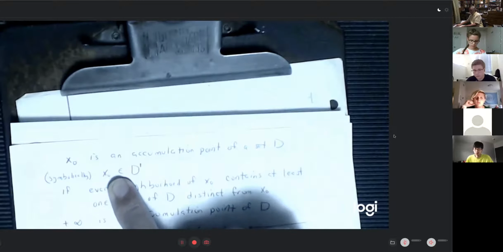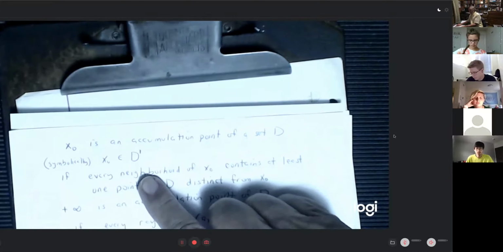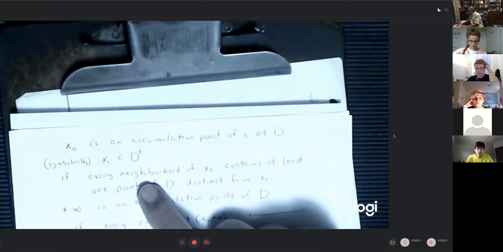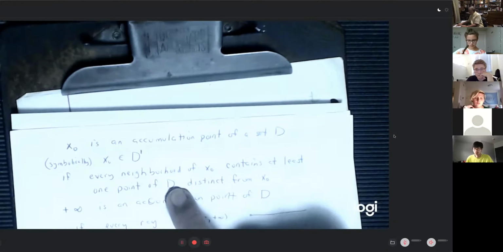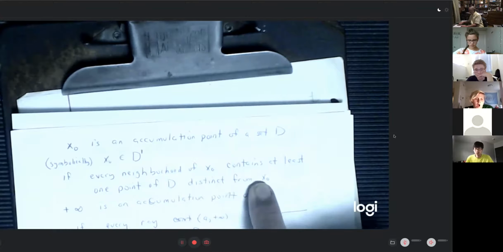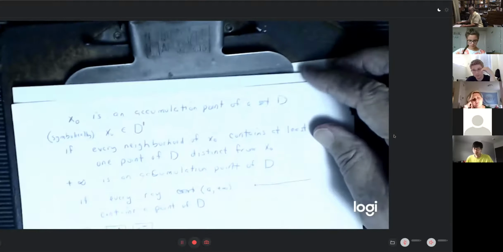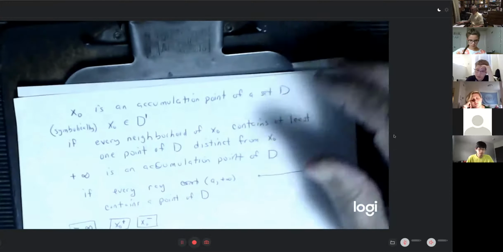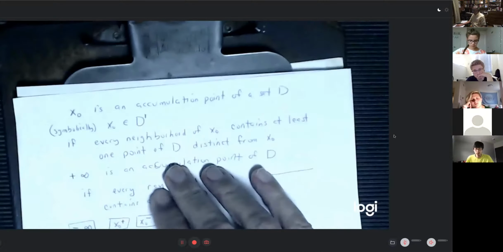Okay, what's an accumulation point? It means every neighborhood of the point contains at least one point from D different from x naught. Okay, now what I want to do is enlarge that definition a little bit.